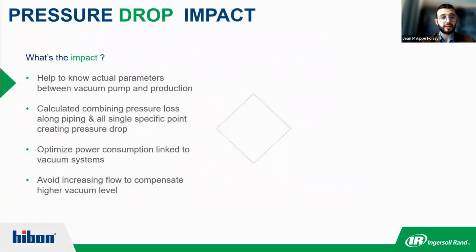Regarding now pressure drop, that's another point, and this is also one of our supports at Hibon. It helps to know the actual parameters between the vacuum pump and the production. That means if the production requires 500 millibar absolute, but you have a vacuum pump that is running at 350, you have something wrong somewhere. So it's important to understand what's going on between the vacuum production, the vacuum pumps, and your production line. We can estimate those pressure drops along piping by combining the straight pipe and what we call the specific points that are creating pressure drop.